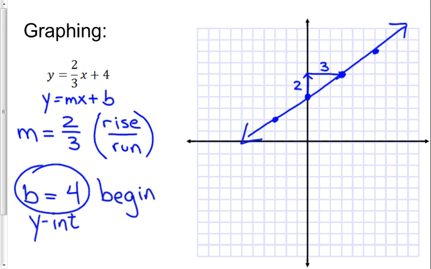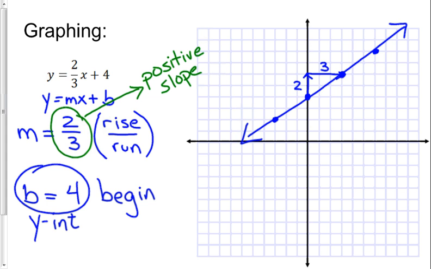Now, when you graph your lines, before you turn the page, before you go to the next problem, I want you to check and say, okay, does my slope match what I've done on my graph? So in other words, this is a positive slope. We learned in our last video that a positive slope means that we should be going uphill. So we want to check and make sure, yes, we drew this line going uphill, so it has a positive slope of 2 over 3. Okay? Let's look at a second example.